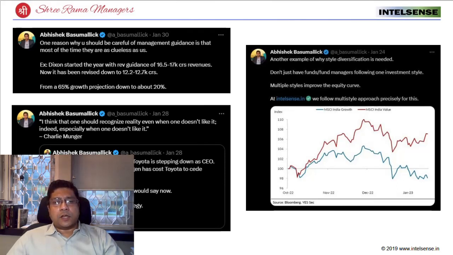In this context, I think Charlie Munger's quote, "I think that one should recognize reality even when one doesn't like it. Indeed, especially when one doesn't like it," is very, very apt. If you don't like the reality that vehicles are moving towards electric, it is more important for you to recognize that reality. It's very, very important.